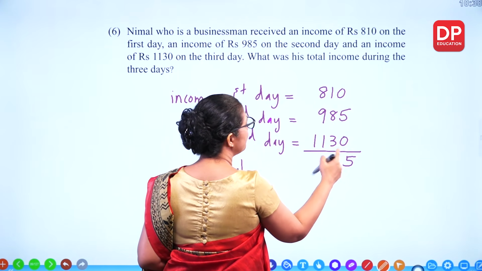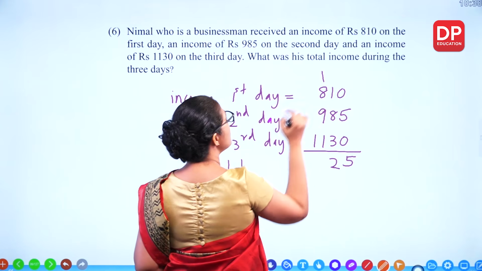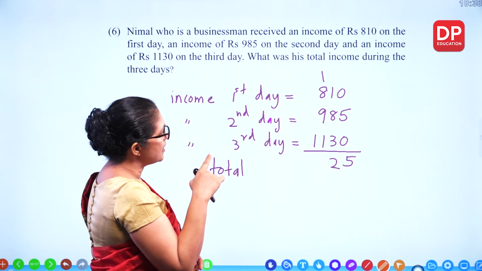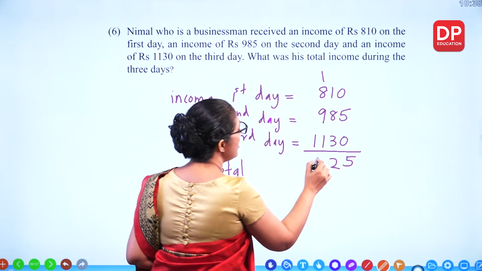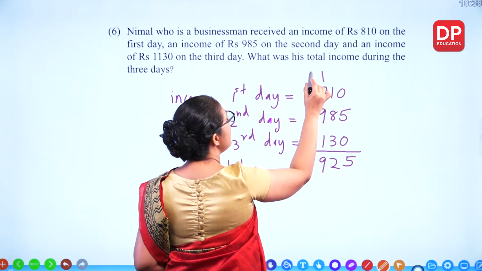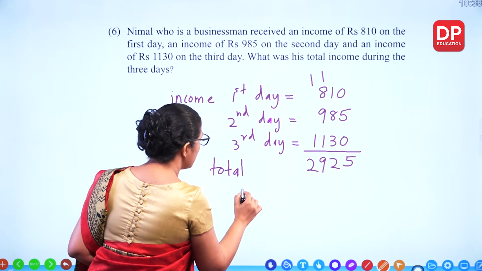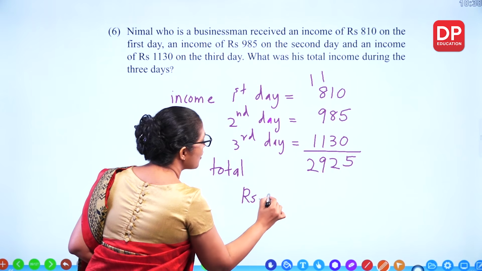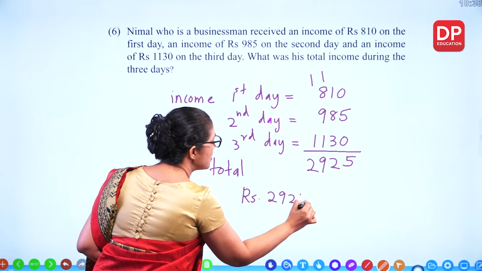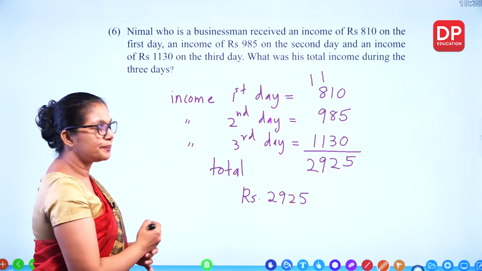9 plus 3, 12. 1 you take it up. 10 plus 8, 18. 18 plus 1, 19. And 1 there. 1 and 1 becomes 2. So total is 2,925 rupees.